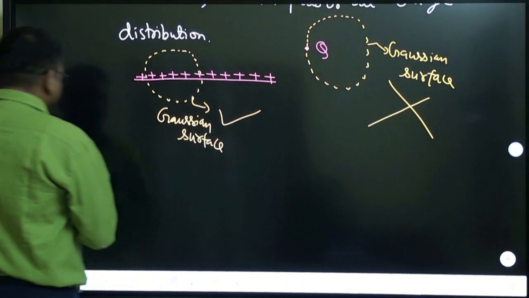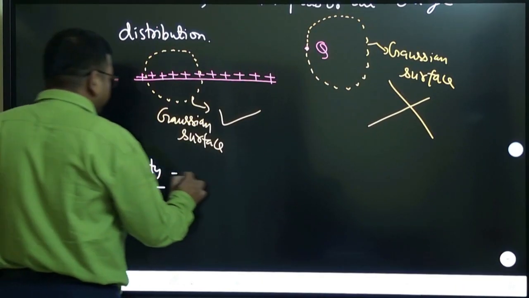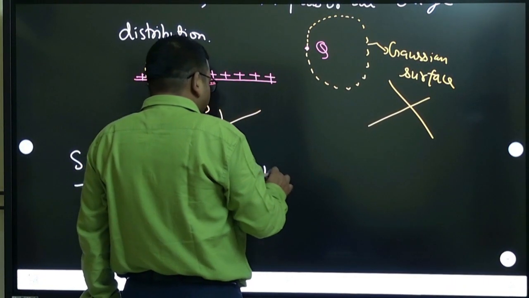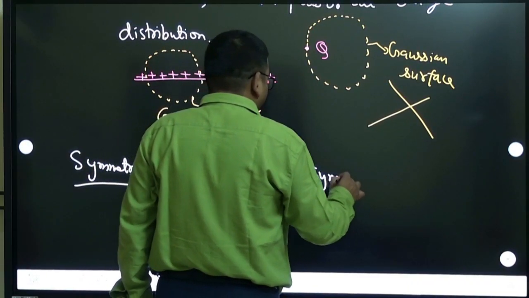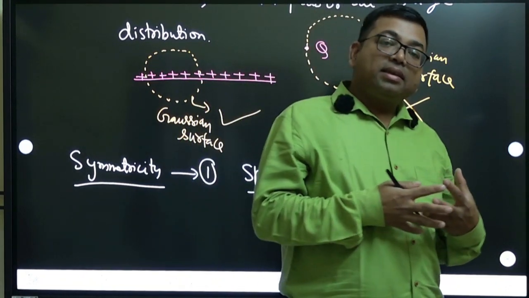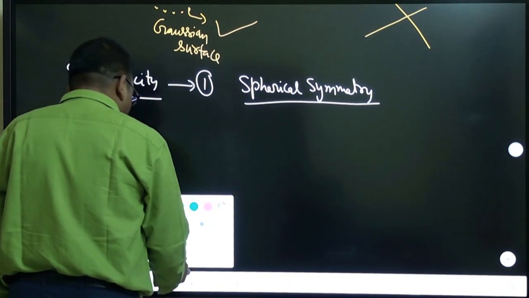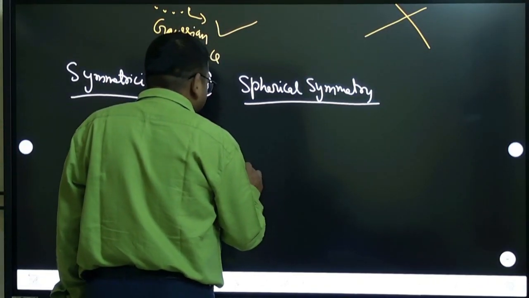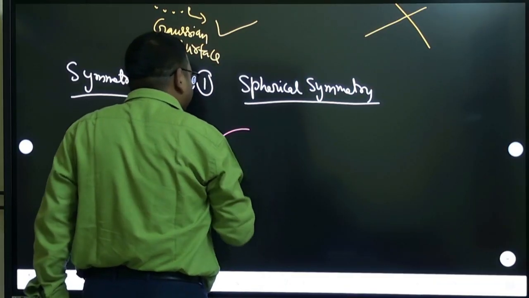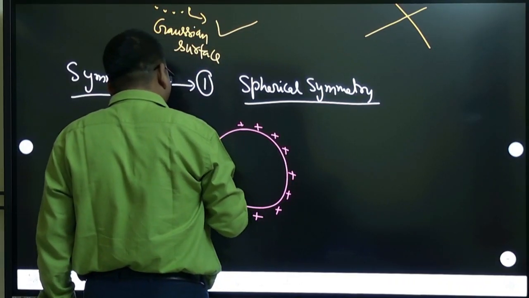What else? We should discuss symmetry. There are different types of symmetry. The first is spherical symmetry, which we are seeing here. What is spherical symmetry? Charges are distributed in a spherical sense. Spherical sense means we can have different types. For example, suppose charges are present on a shell like this.